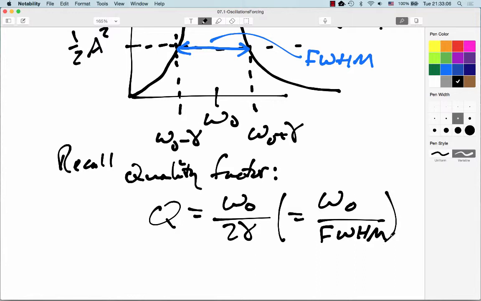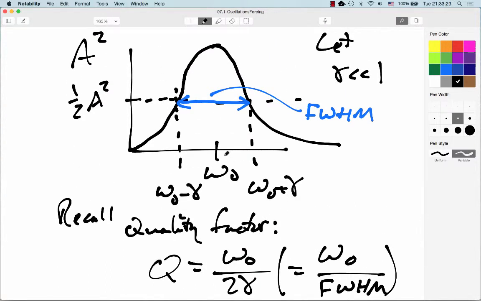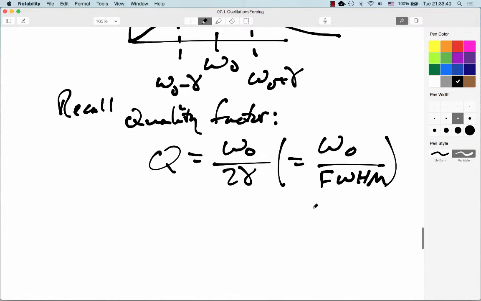So in a certain sense, it is a measure of how skinny the resonance curve is. If we only really have oscillation right in the immediate neighborhood of the resonant frequency, the full width half max will be very small, and the resultant quality factor will be high. If it's really spread out, the quality factor will be low. Depending on application, you might want one or the other.